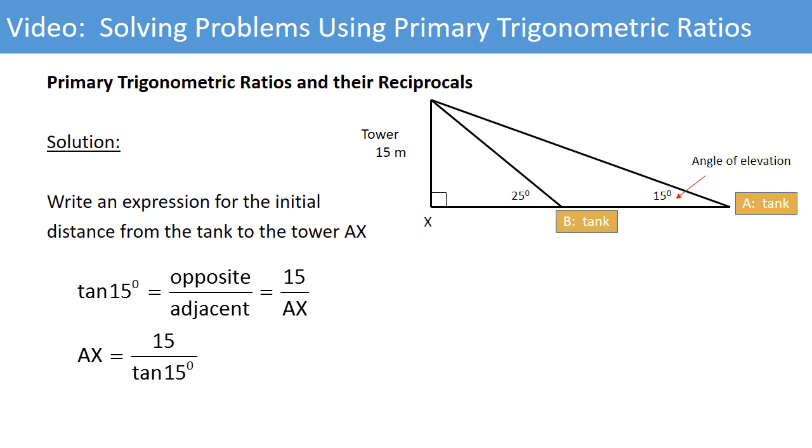So we will cross multiply. AX will be equal to 15 divided by the tan of 15. Leave your answer in this form for now.